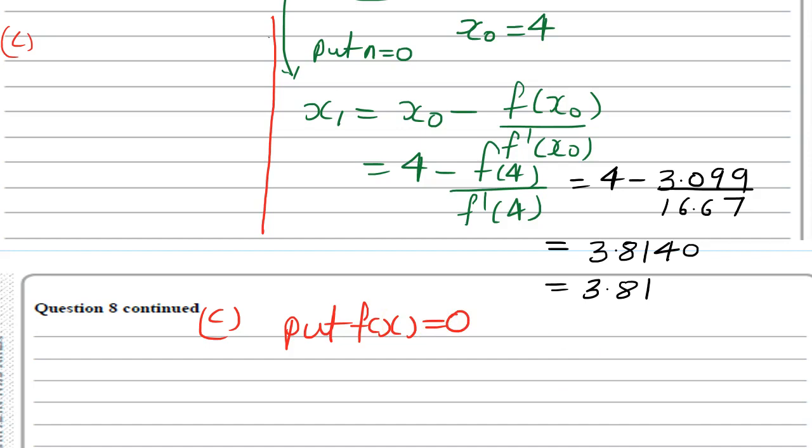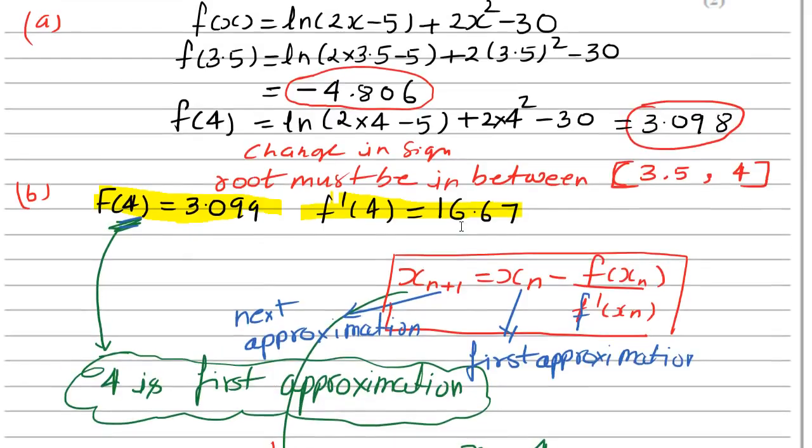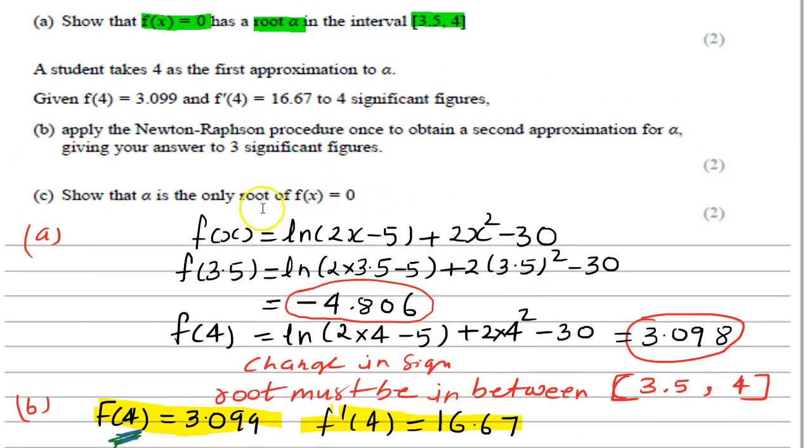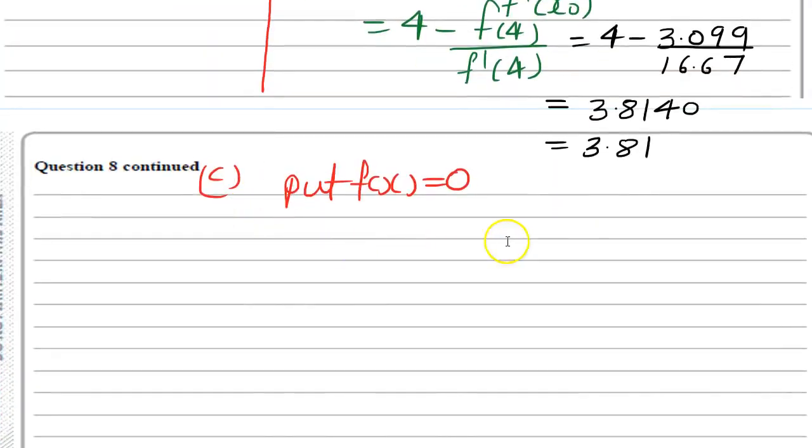So once we put f(x) is equal to 0, why are we putting f(x) is equal to 0? Any idea? If you see here, show that alpha is the only root of f(x) is equal to 0. They are asking you to put f(x) is equal to 0, and we need to show that alpha is the only root. So let's put f(x) is equal to 0 and see what happens here.